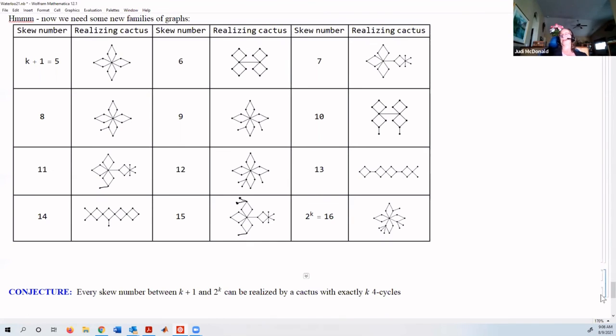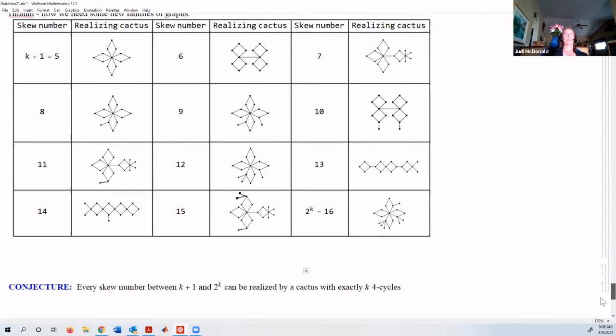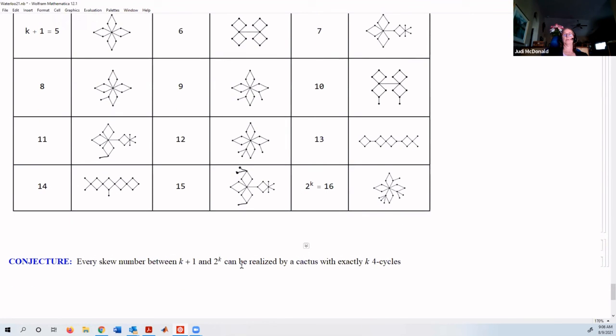So we ended with the conjecture that every skew number between k+1 and 2k can be realized by a cactus, and you can keep it simple. We can have k cycles and we can have them all be 4 cycles. It really didn't make much difference if we were dealing with 4 cycles, 6 cycles, 8 cycles, 10 cycles. The size of the cycle in a cactus really didn't change the problem. So that's the conjecture that we ended with at the point in time that Amy successfully defended her PhD.